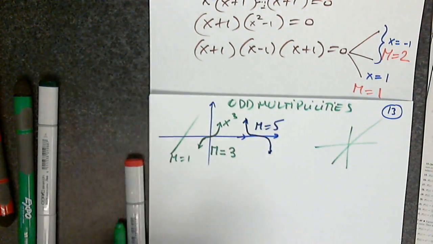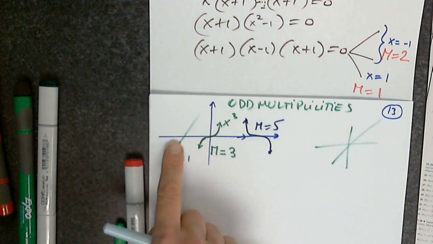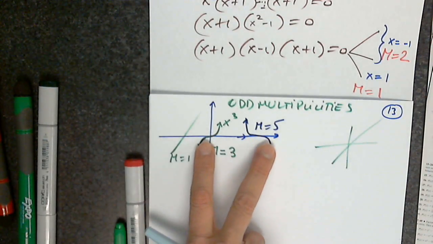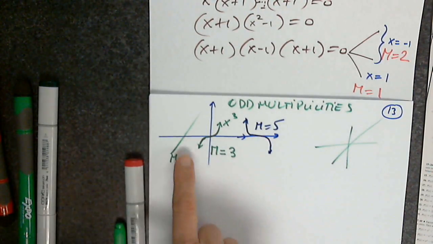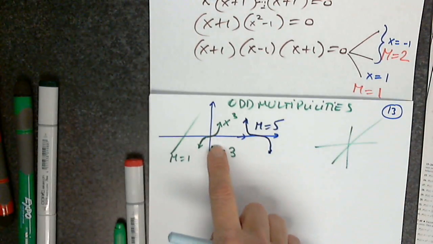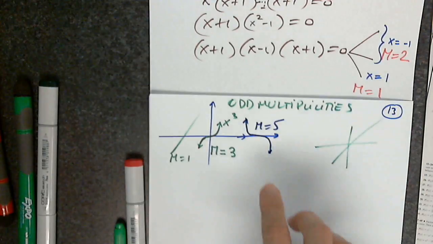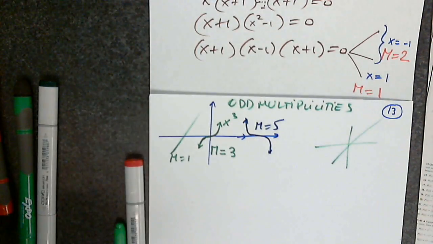Now this is extremely important. The calculator is not as sensitive. It will show a difference between these two, but not that much. We have to bring this knowledge with us. So if multiplicity is 1, it crosses. If it's 3, it crosses slowly. If it's 5, it crosses very slowly. And so on and so forth.